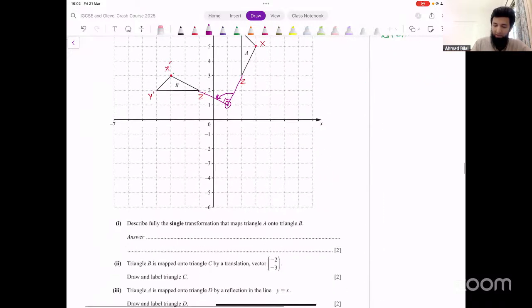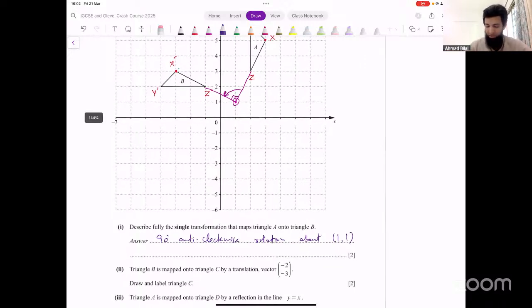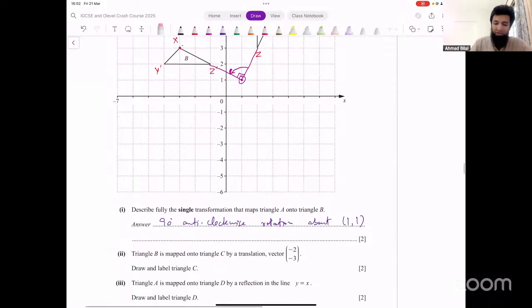So how do you write that now here? You would say it's a 90 degrees anti-clockwise rotation with center of rotation at this point (1, 1). That's the center of rotation. Okay, so that's how you would describe it. It's a 90 degrees anti-clockwise rotation. You can write it more clearly with (1, 1) as the center of rotation. Okay, so that's how you identify this rotation and the center of rotation.